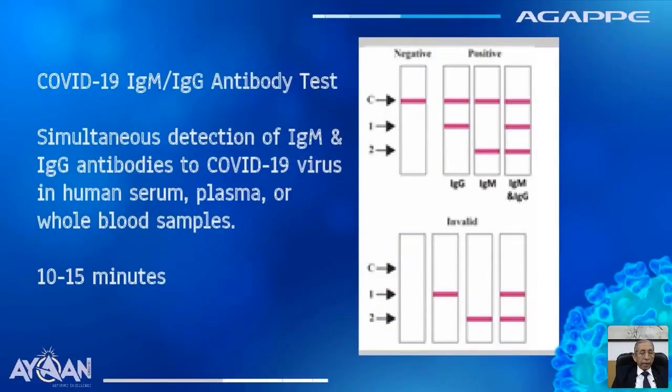Now, this is the COVID-19 IgG antibody test. Please remember that we, Agappe, have these kits now available to be marketed. And within 1 week, this will be available in the market. Here, simultaneous detection of IgM and IgG antibodies to the COVID virus in human serum, plasma, or whole blood samples is available. The advantage is that within 10 to 15 minutes, the result will be available. That is why we say that this is a quick or rapid test.